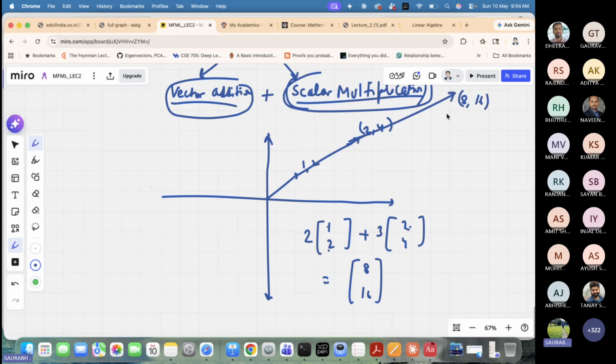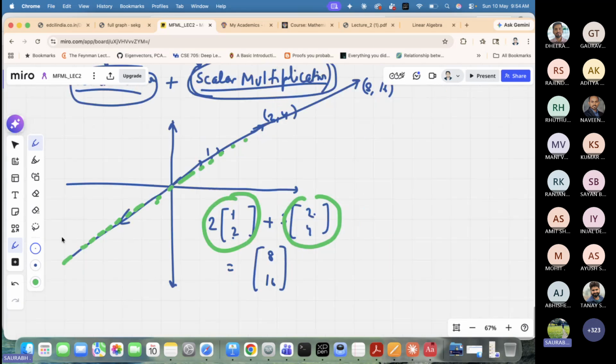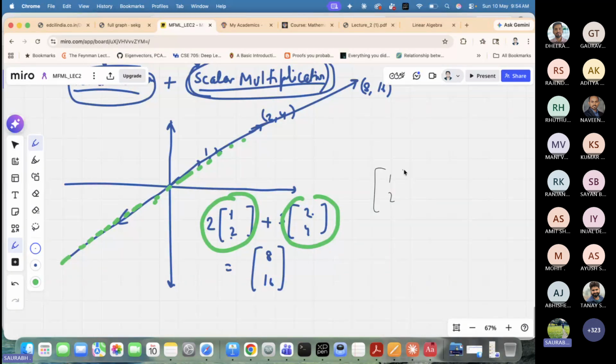What you have just realized is that when you have vectors which are on the same axis, no matter what number you scale them with, they will always remain on that same axis. These vectors, which are on the same axis, are called linearly dependent vectors. So these two vectors right now, 1 2 and 2 4, are linearly dependent vectors. You understand why?